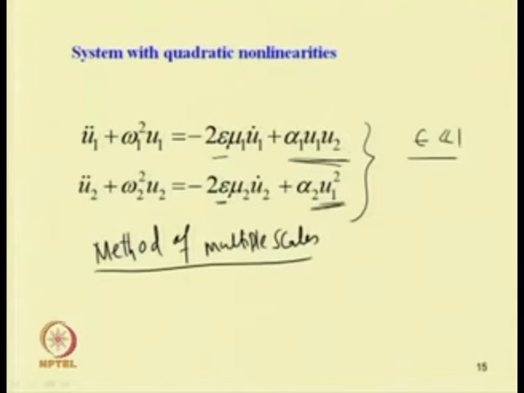So, to use the method of multiple scales, we have to take different time scales, that is T n. Let n equal 0, 1, 2, so T n equals epsilon to the power n times t. That means T 0 equals t, T 1 equals epsilon t, and T 2 equals epsilon square t. Also we can write u 1 and u 2 using different time scales.